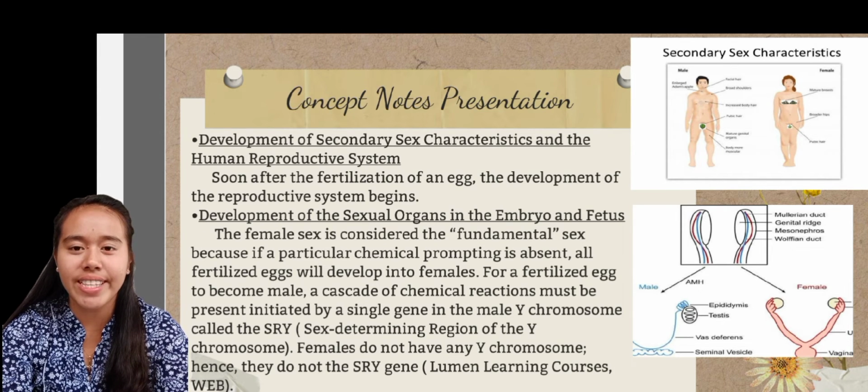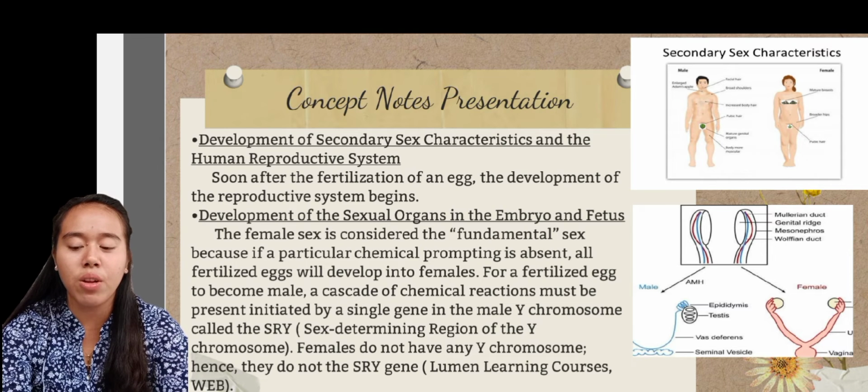In this case, both the male and female embryos have the same group of cells that will potentially develop into male or female gonads or sex glands. However, the presence of the SRY gene initiates the development of the testes while suppressing the vital genes for female development.